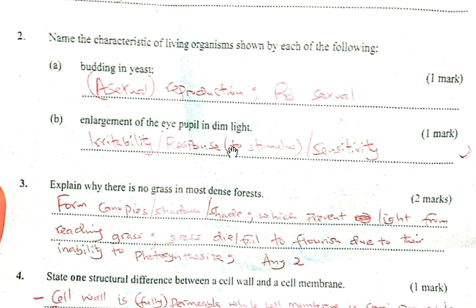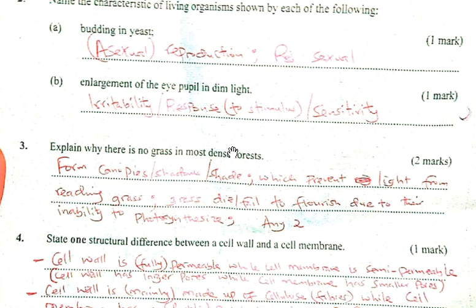Number 2, name the characteristic of living organisms shown by each of the following: budding in yeast, and that is reproduction, specifically asexual reproduction. And budding is just an outgrowth of the yeast cell, leading to production of more cells, and that is asexual reproduction. Then enlargement of the eye pupil in dim light, that is irritability or sensitivity, because this is due to response to a stimulus, which is light.